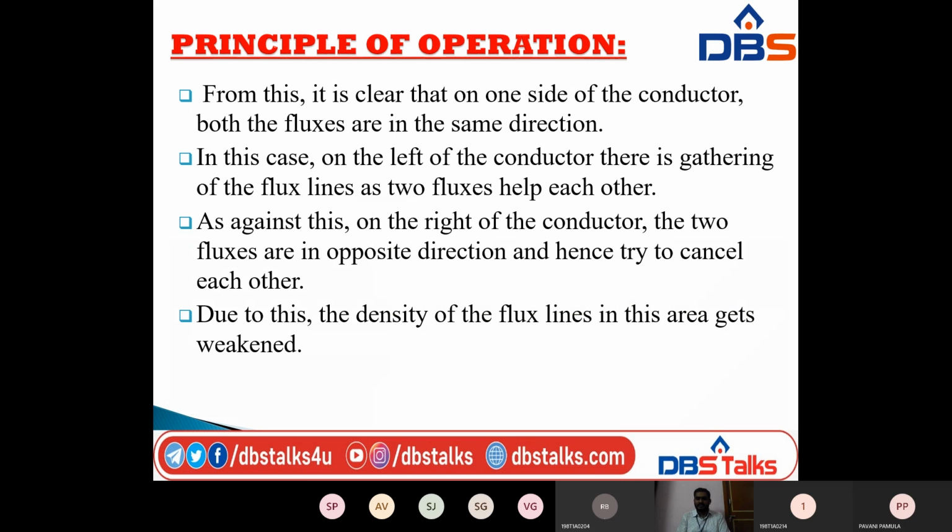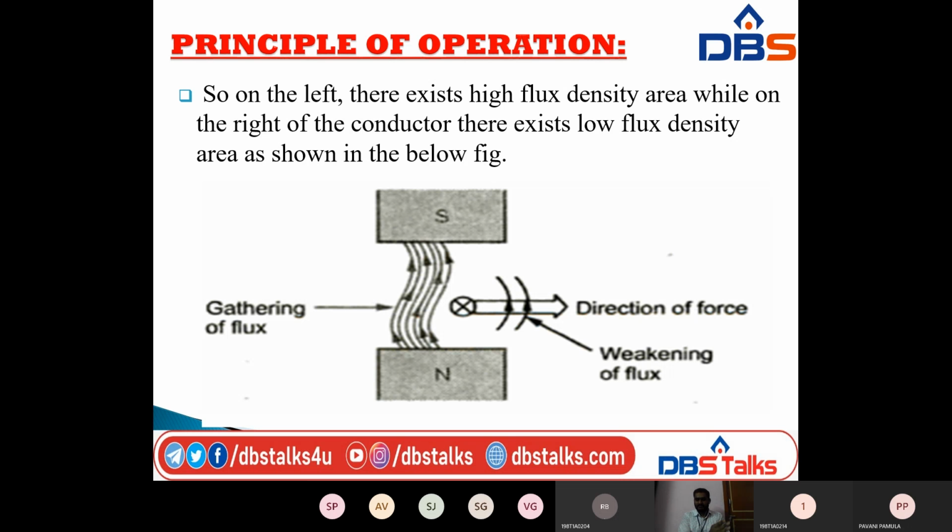Due to this, the density of the flux lines in this area gets weakened. So on the left side there exists a high flux density area, while on the right side of the conductor there exists a low flux density area. Why? By adding the flux, we have the high flux density area, but on the right-hand side we are cancelling the fluxes, so it is a low flux density area.